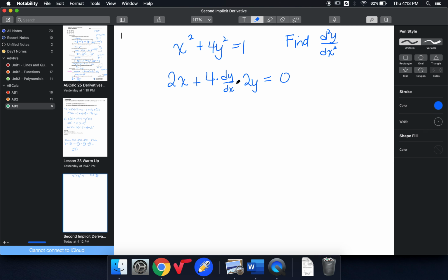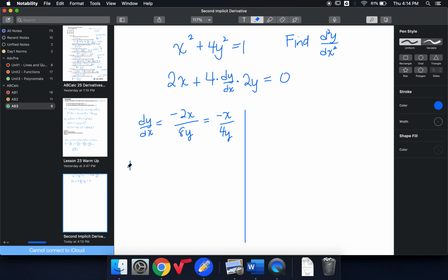Well, I could now just differentiate again, or I could isolate the dy dx and then take my derivative that way. And that's what we've been doing with implicit differentiation, so let's keep doing that. So I'm going to actually divide this off and look at the two methods. So first method, I could isolate dy dx and then differentiate again. So dy dx would be equal to, move this to the other side, negative 2x divided by 8y. And of course that's going to simplify to negative x over 4y.